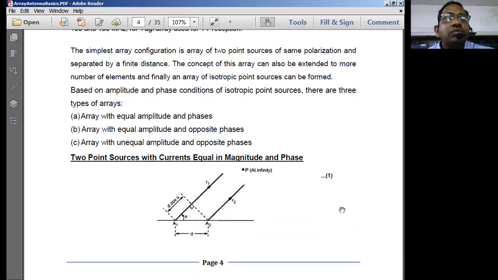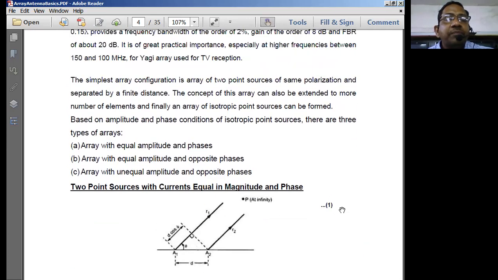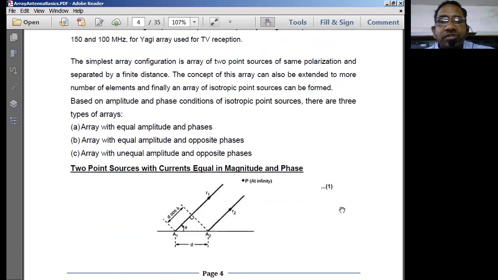First of all, let us go into the analysis of point sources to construct an array of antennas. Here we imagine two antennas which are point sources, say A1 and A2, placed at a distance D. This concept of an array can also be extended to more elements, and finally an array of isotropic point sources is formed.